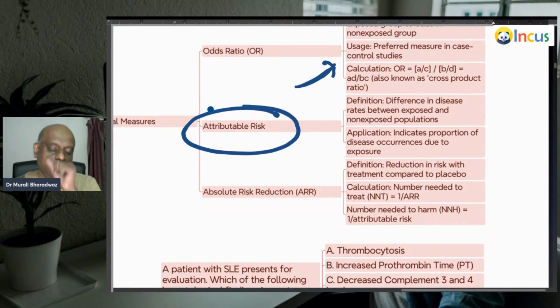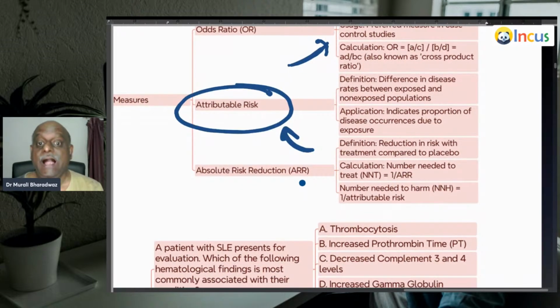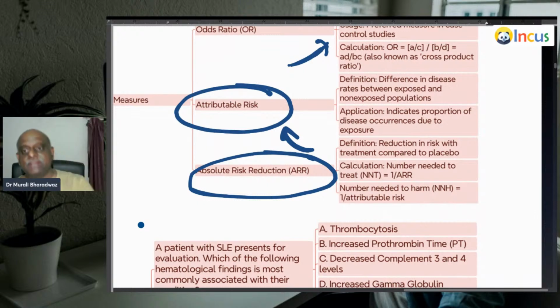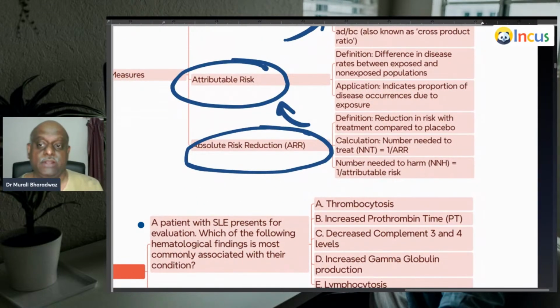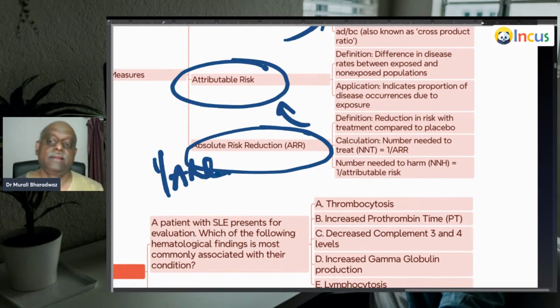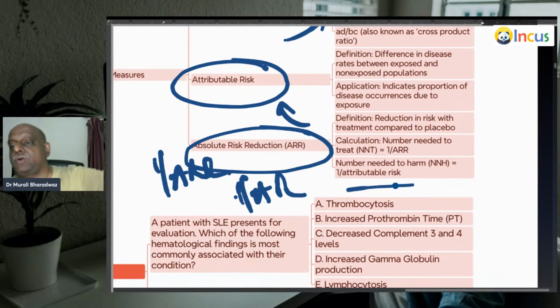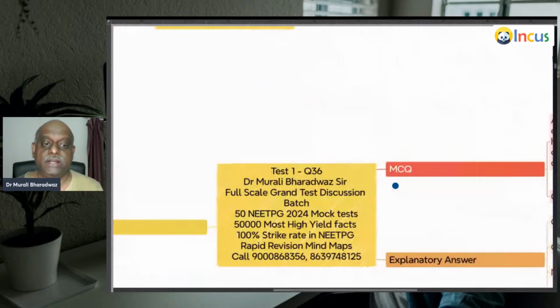Attributable risk is a difference in the disease rate between exposed and non-exposed. It indicates the proportion of the disease occurrence due to the exposure. Absolute risk reduction is the reduction in the risk with the treatment compared to placebo. The number needed to treat, NNT, is 1 by ARR. The number needed to harm is 1 by AR. 1 by attributable risk will give you the number needed to harm, NNH, is what you need to remember.